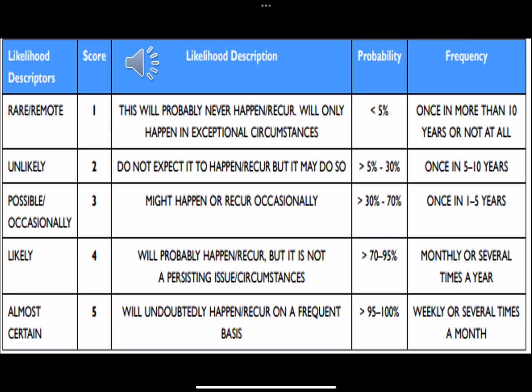Let's now take a look at a visual of likelihood. Within a healthcare organization, it is super important to know when a risk will occur and how frequent the risk will occur. Therefore, within this table, we can see the likelihood description, the probability of it happening, and then the frequency, a time frame to when we should expect that risk to occur. Based off this information, we could develop a plan to be ready for the risk and ways to prevent the risk.